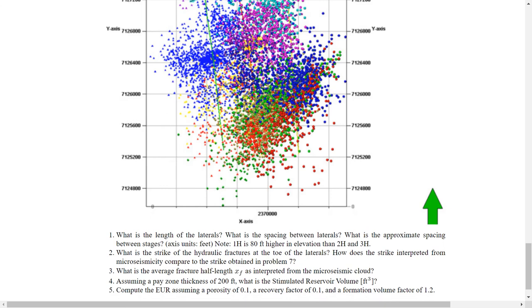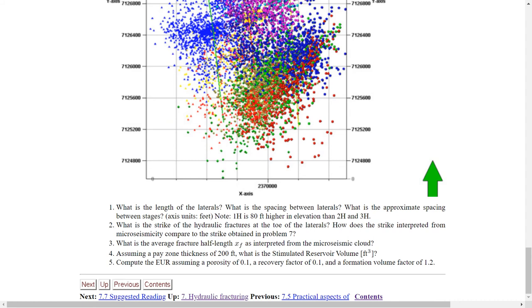After you do that, and after answering a few more questions about the fracture half length, you also have to look for the distance between the wellbores. But after you have all of that, and you assume this porosity, this recovery factor, this formation volume factor, and a reasonable water saturation, then you're going to be able to compute EUR. And I want to ask you one more thing, which is not in here.